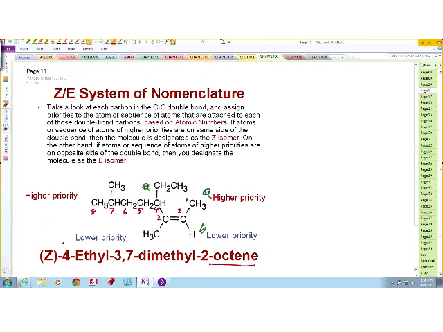And therefore we have Z-4-ethyl because the ethyl is in the 4th position. This here is in position number 4. That is your branch or substituent. So we say 4-ethyl, and then in position number 3 and 7 we have methyl. This is a branch or substituent in number 3, and in position number 7 we have another methyl. So therefore we said Z-4-ethyl-3,7-dimethyl-2-octene.